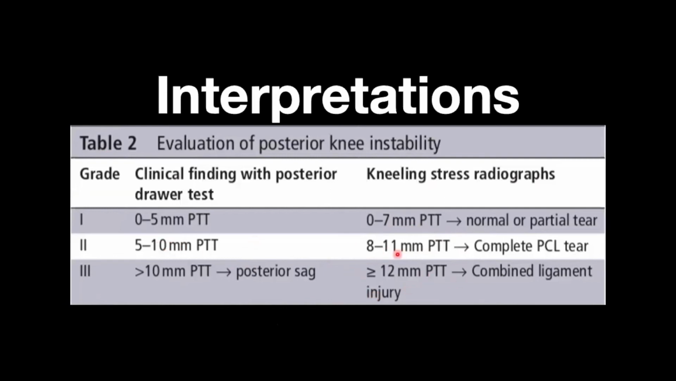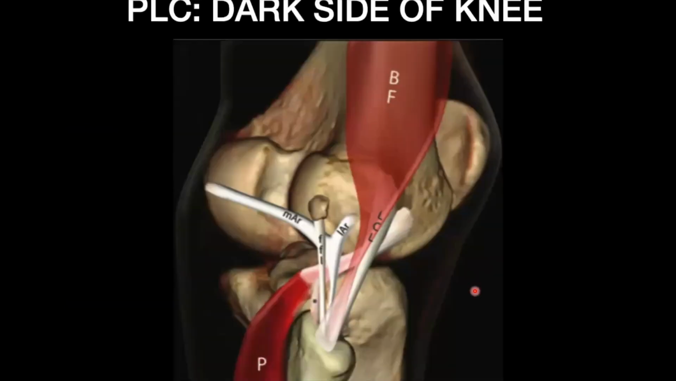Grade 2 posterior tibial translation is usually associated with complete PCL tear, and grade 3 posterior tibial translation is usually PCL tear along with some other ligament tear like medial or lateral corner tears. So let us now discuss something about PLC and PMC.